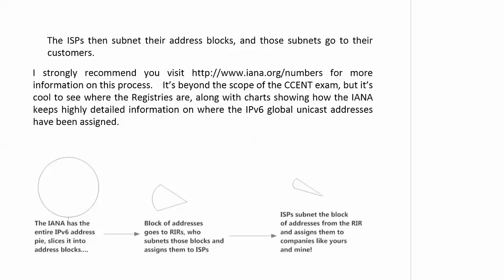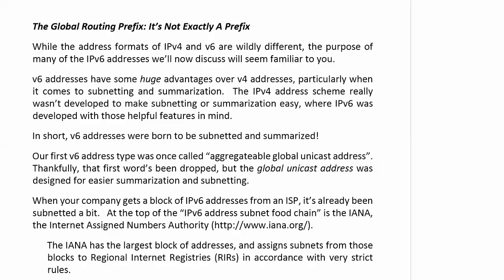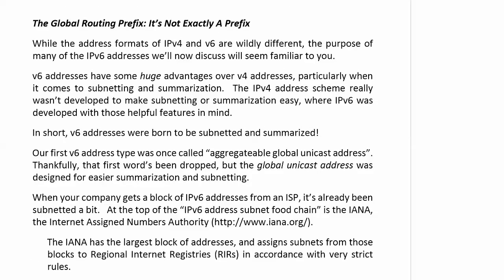Now, let's talk a little bit about how those addresses get assigned, and your first address type, the global routing prefix. Now, of course, we know the address formats of version 4 and version 6 are wildly different, but the purpose of a lot of the addresses and the other services we look at in this section of the course are going to seem very familiar to you. There are very few things in version 6 that are just absolutely totally brand new from version 4, especially with the fundamentals. One of those differences, though, is that version 6 addresses have a huge advantage when it comes to ease of subnetting and summarization.